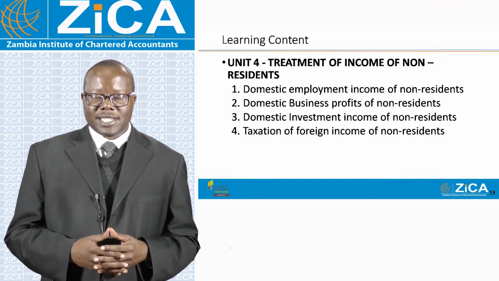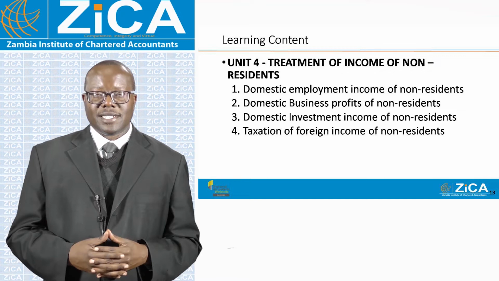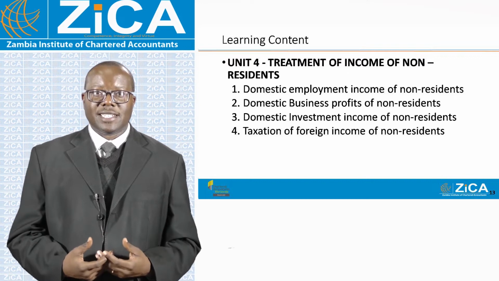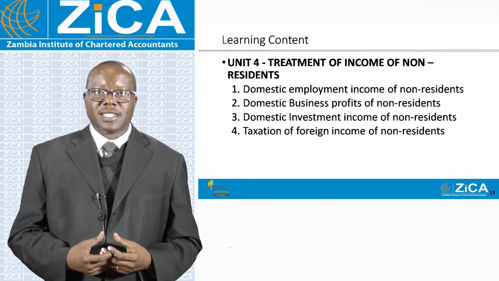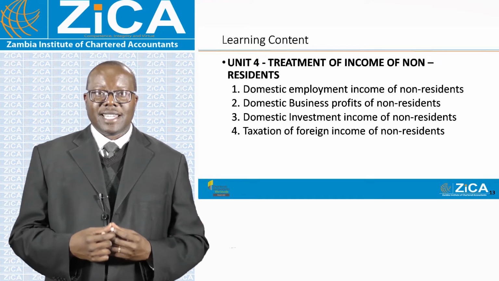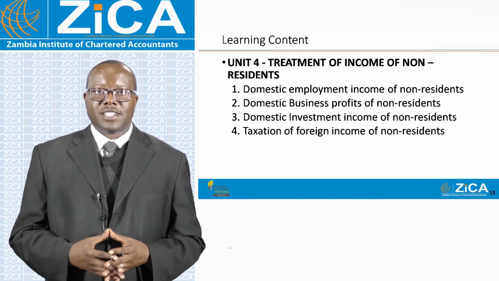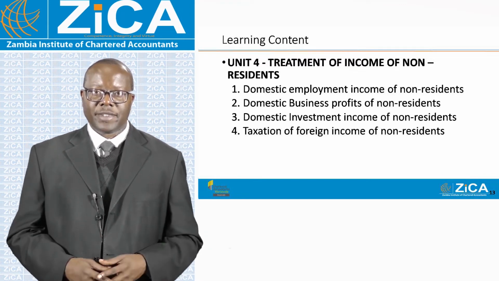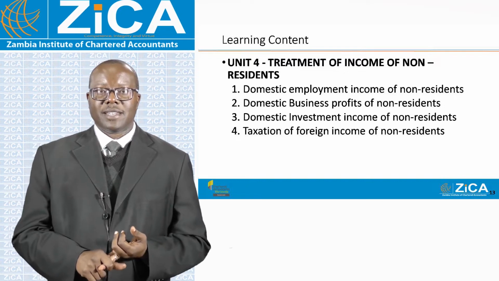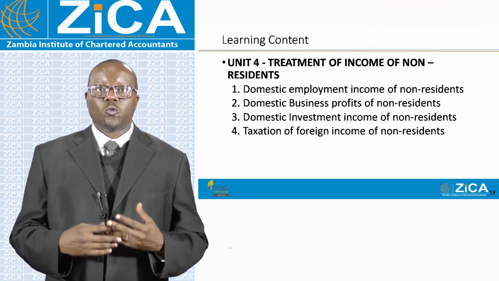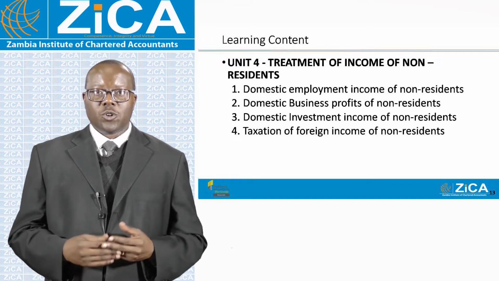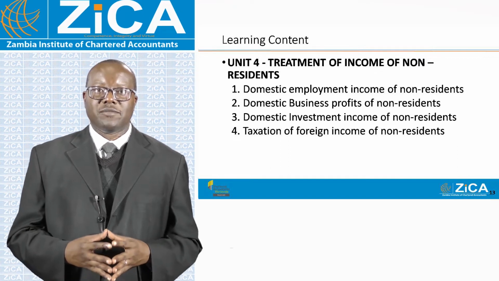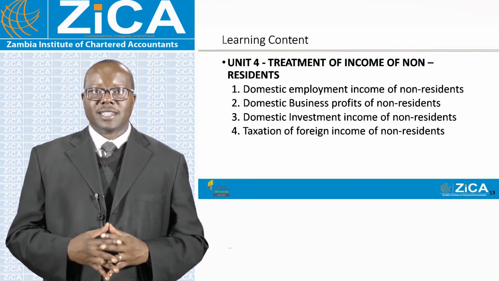3. Domestic investment income of non-residents. This again is a case where a non-resident individual makes investments in Zambia and they earn investment income. These investments may be investments in real estate where the investment income is rent. They may be investments in shares of companies where the investment income will be dividends, or they may be savings with financial institutions where the investment income is in the form of interest.